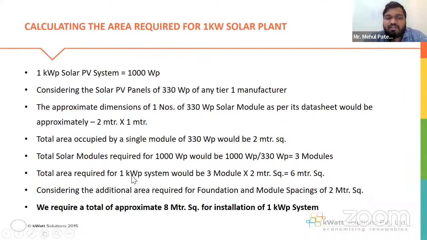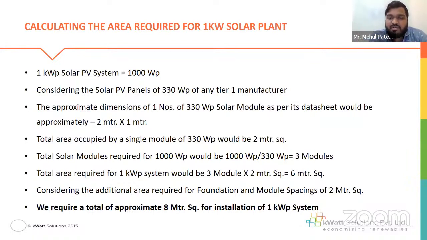Total area required for a 1 kilowatt solar plant would be 3 modules multiplied by 2 meters square. That is the size of a single module, which is approximately 6 meters square. So this is the size of a module area. That is your PV area.